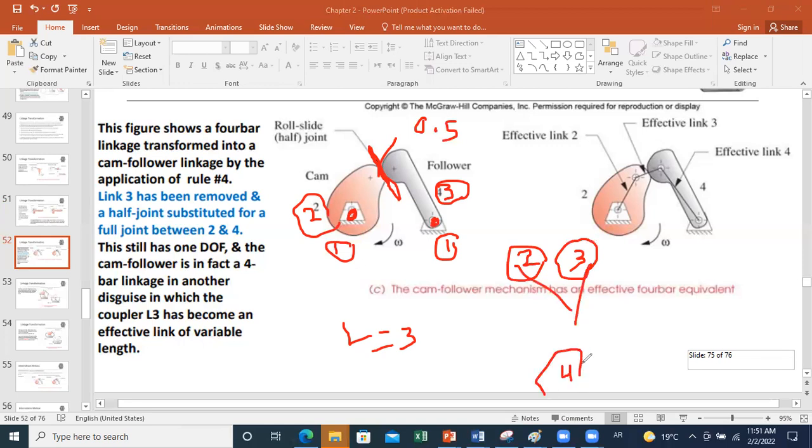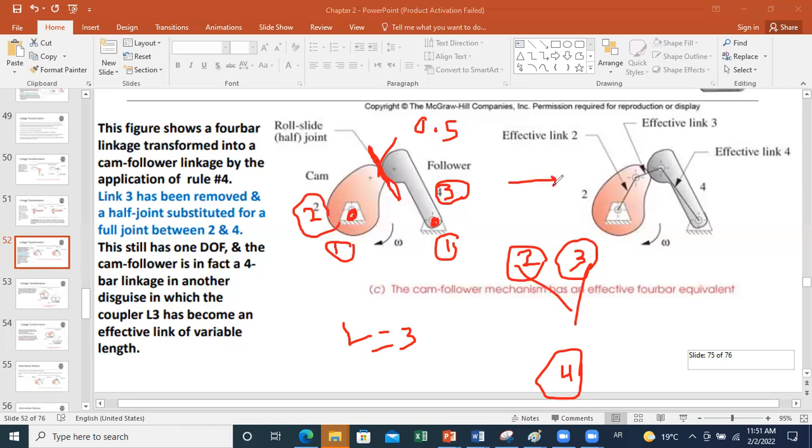So you can expect that there is no change in the degree of freedom. Here the degree of freedom will be 1. Now, if you want to make the analogy with a 4-bar linkage system, you still can figure out the presence of effective links. As I told you, effective links are not physically present, but you are producing the same effect as if you had these links. So how can we detect the similarity with a 4-bar linkage?